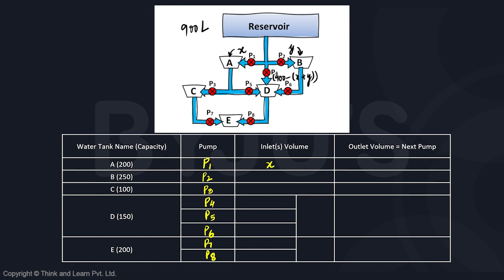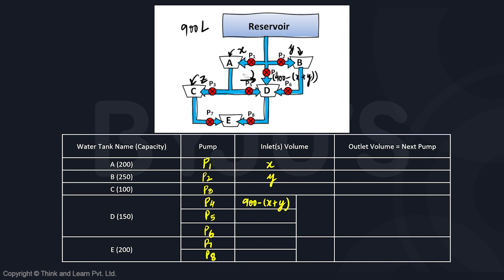At A, let's put X liters. In P2, let's put Y liters. For P4, it's going to be 900 minus X plus Y. Okay, let's talk about P3 now. If you have Z liters getting in C, that means the volume that will come out towards P5 is going to be X minus Z. So X is the inlet part. Whatever is left, that goes there.